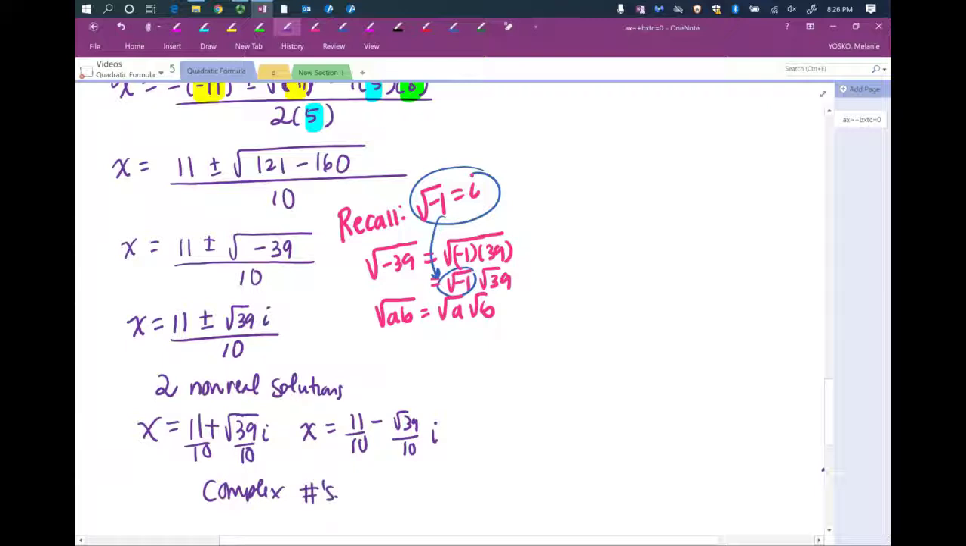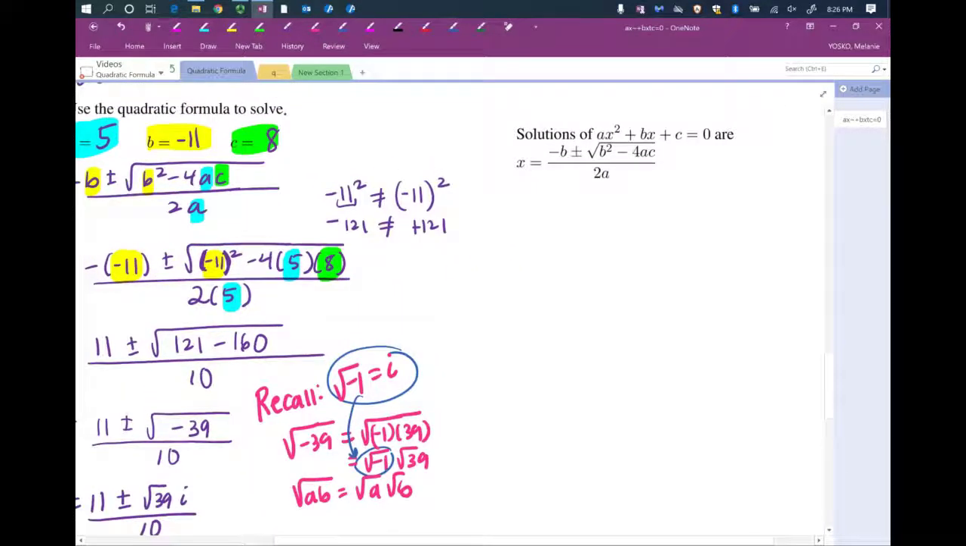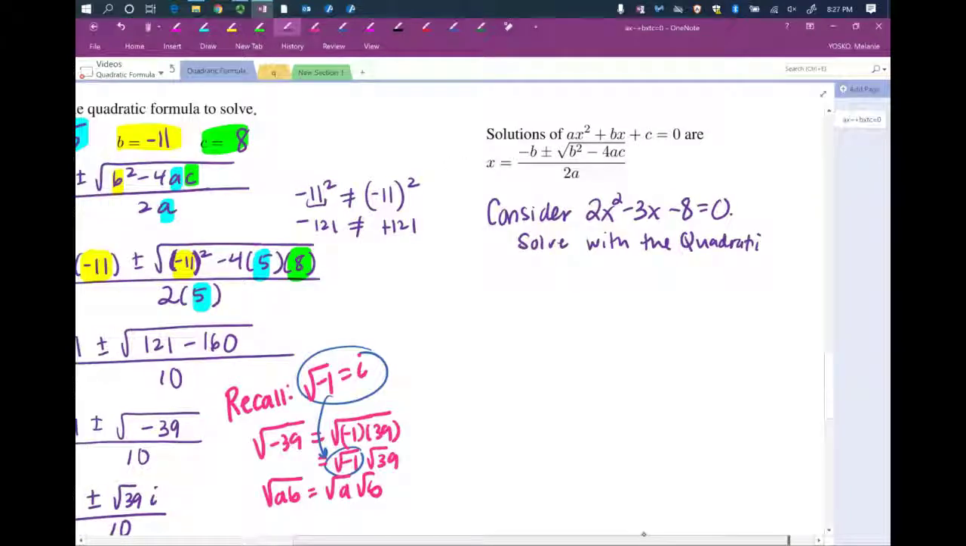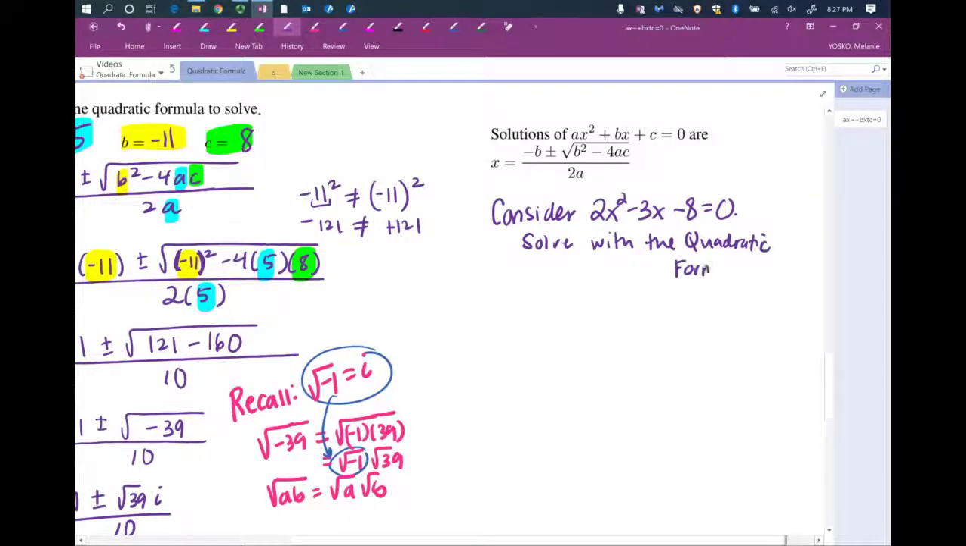Okay. Let's do another example. I'll just fill it in right here. Let's also consider 2x squared minus 3x minus 8 equals 0. And let's solve with the quadratic formula. So we're going to follow this pattern over here, but we're going to start fresh with different constants rather, and coefficients.